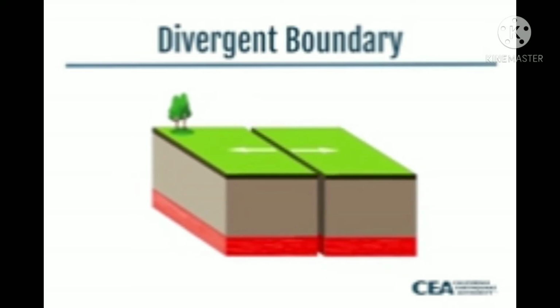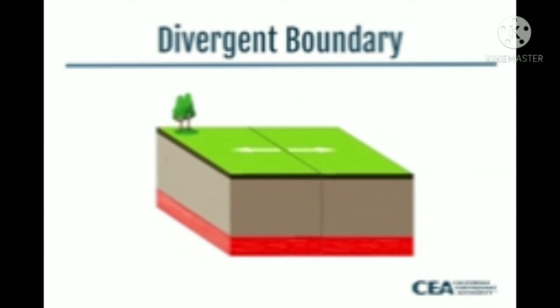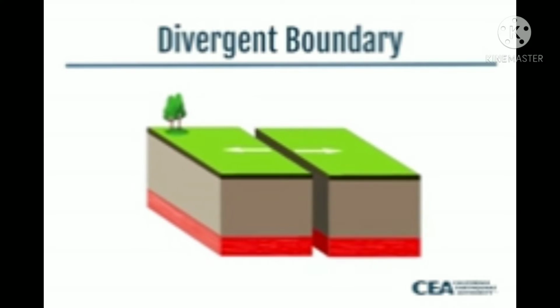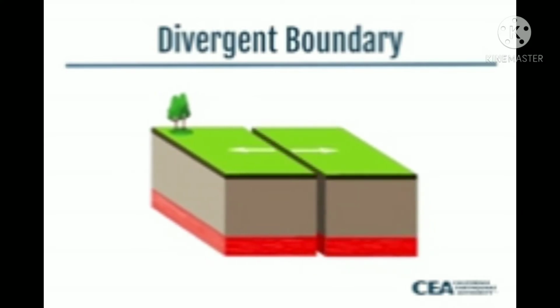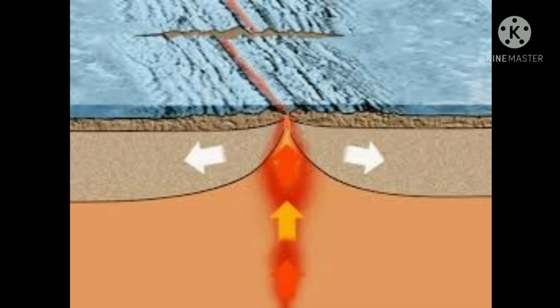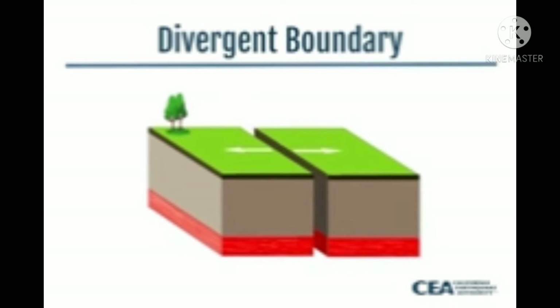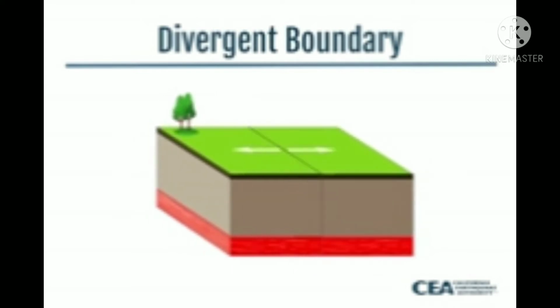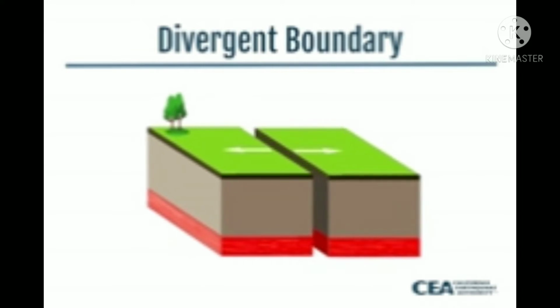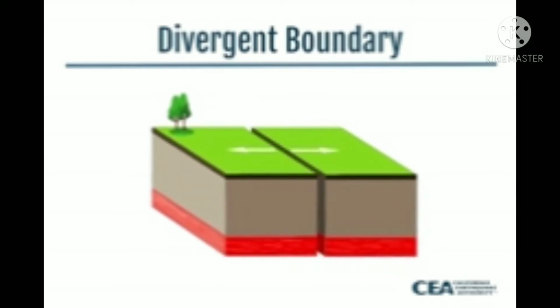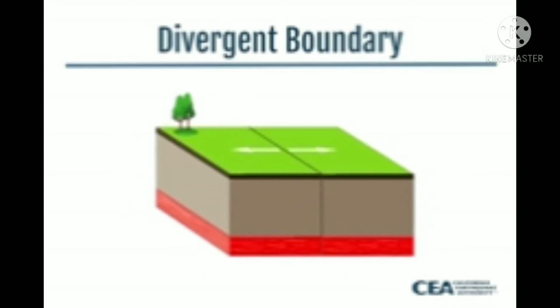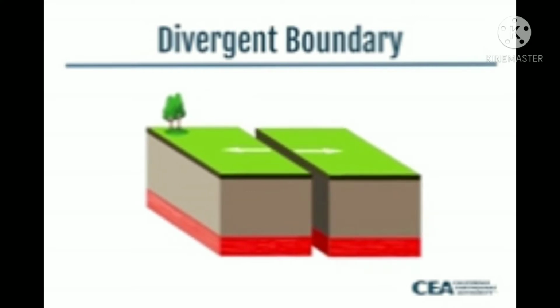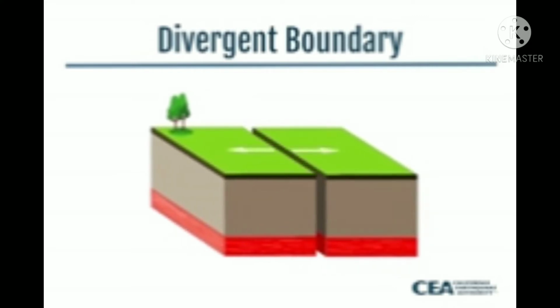Next is the divergent boundary. When two tectonic plates move away from one another, the boundary between them is called a divergent boundary. Do you remember seafloor spreading? The mid-ocean ridges that mark the spreading centers are the most common type of divergent boundary. Remember, divergent boundaries are where new oceanic lithosphere forms.